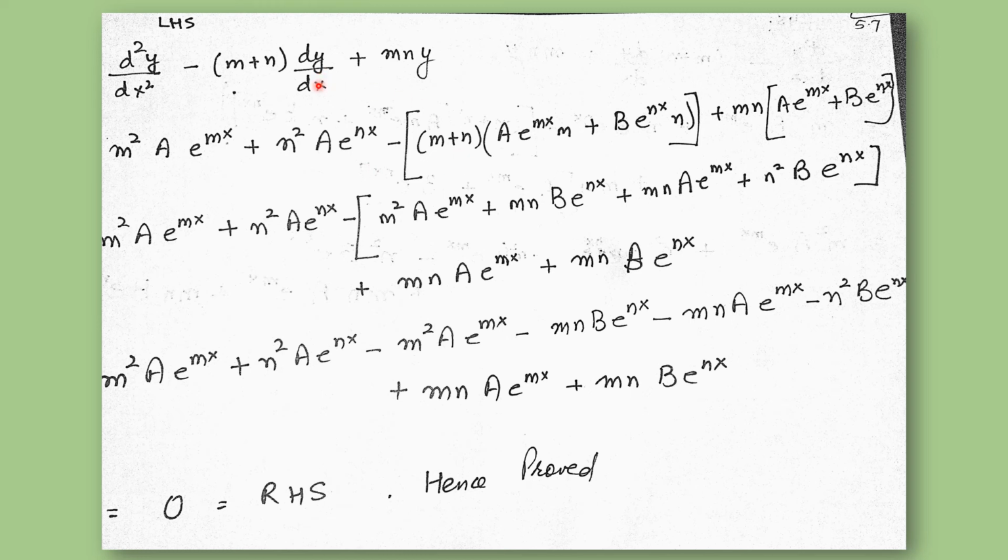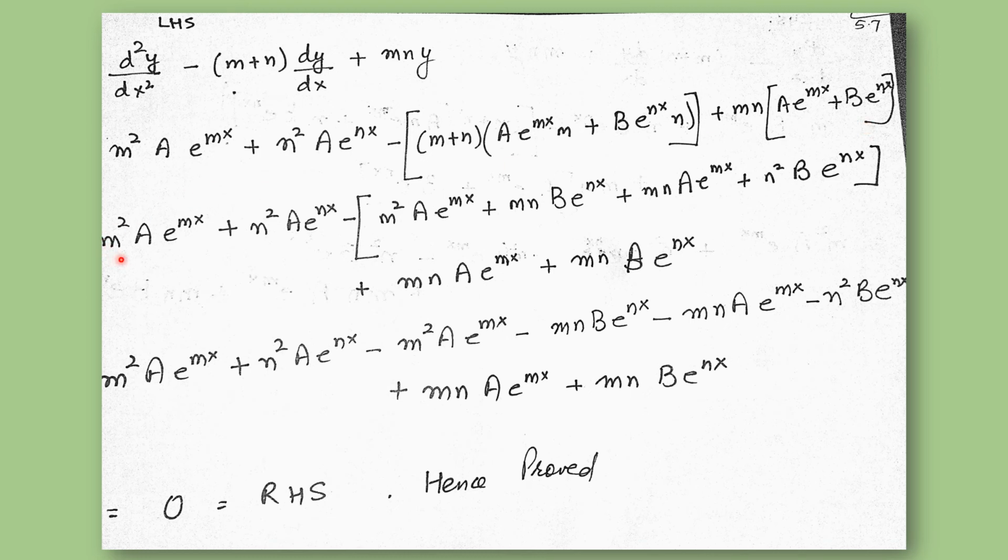Now what is the value of dy by dx? a e power mx into m plus b e power nx into n. Right? Plus mn as it is. What is the value of y which is given in the question? It is a e power mx plus b e power nx. Okay, done. Now there is simplification.